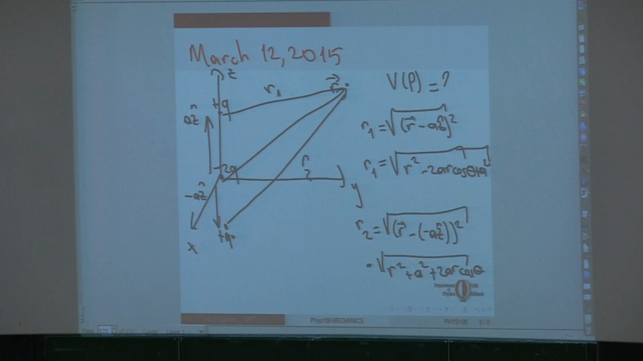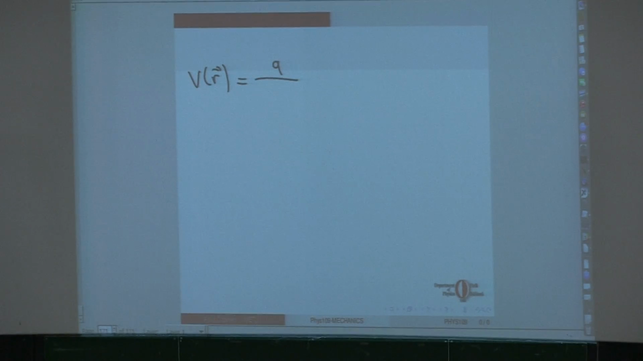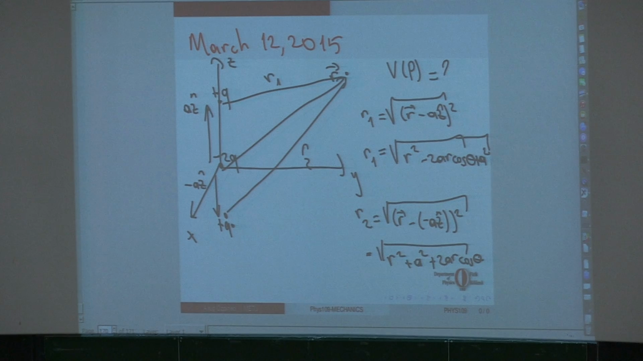Now let's look at our potential. Now we want to write the potential at the point r. This is 1 over 4 pi epsilon 0, which is the same constant for all the particles. So it's Q over r1. This is the potential created by this charge, which is at a distance r1 from my point.